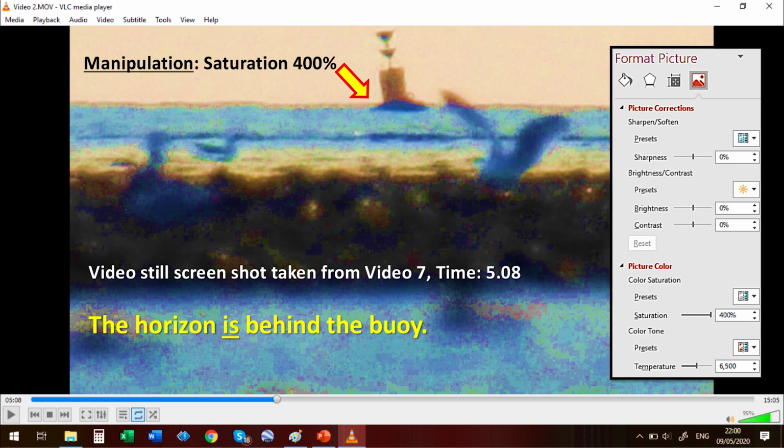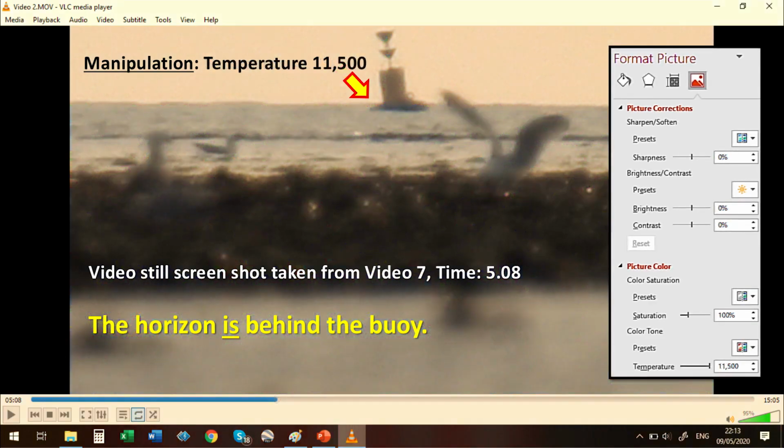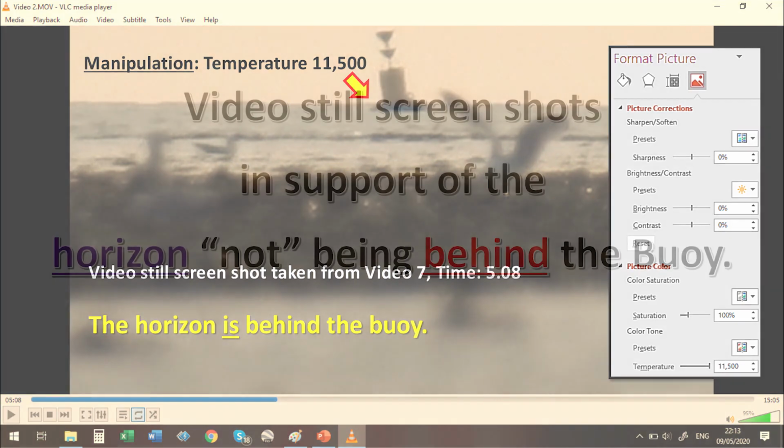Manipulation saturation 400%. The horizon is behind the buoy. Manipulation temperature 11,500. The horizon is behind the buoy.